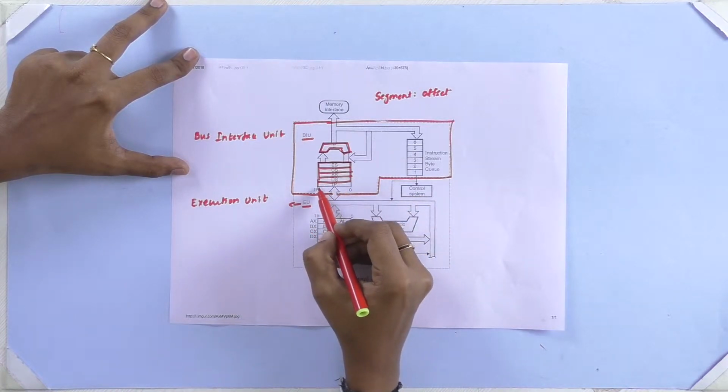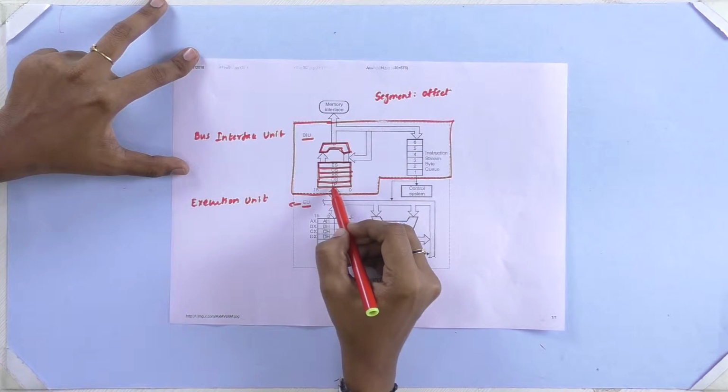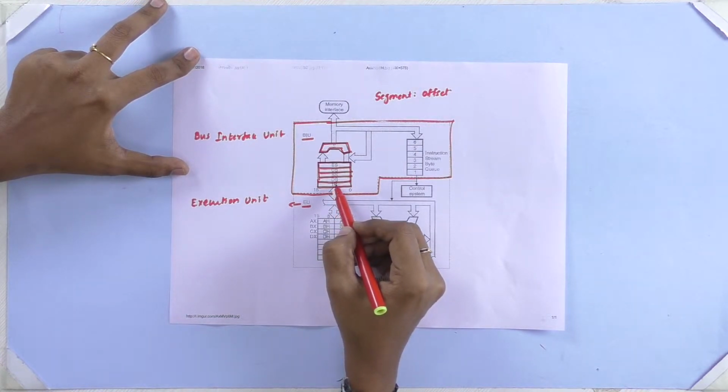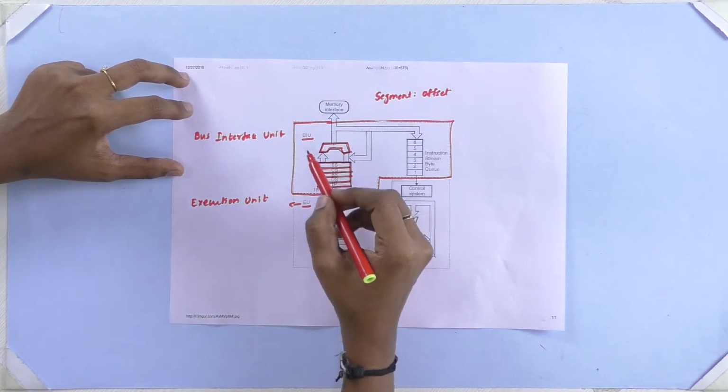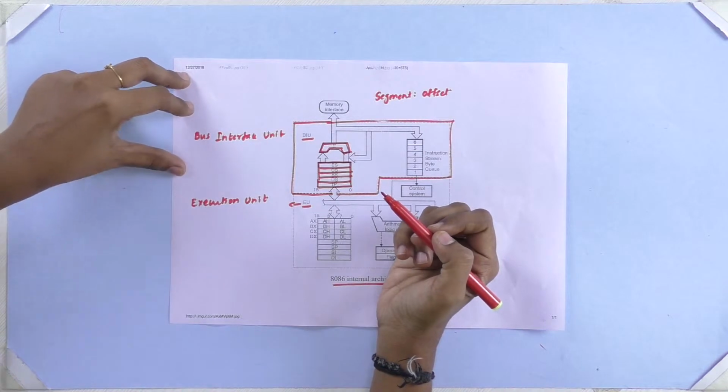And the last logical component is IP, that refers to instruction pointer, which contains the offset within the code segment. So, these are all the main registers present in this BIU, that is bus interface unit.